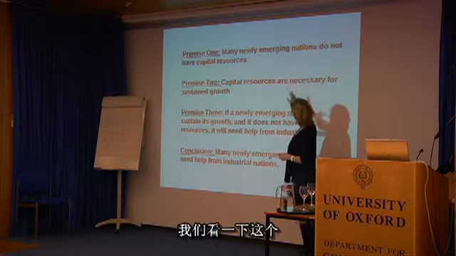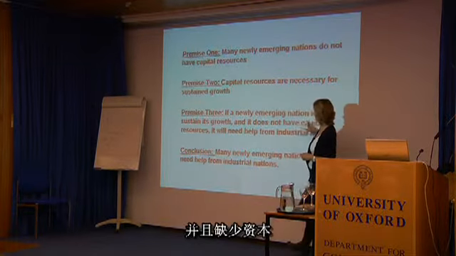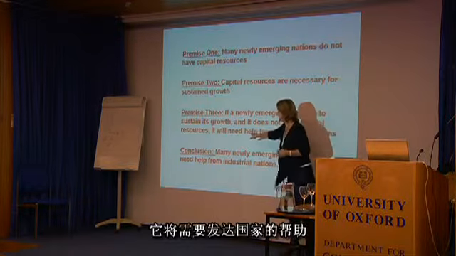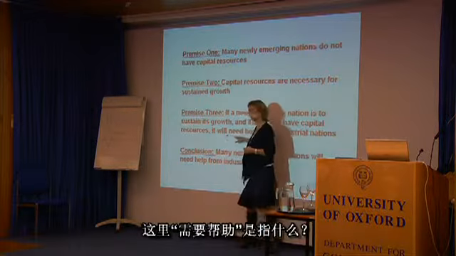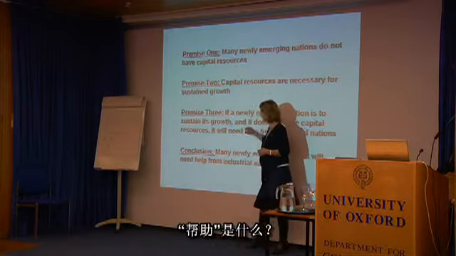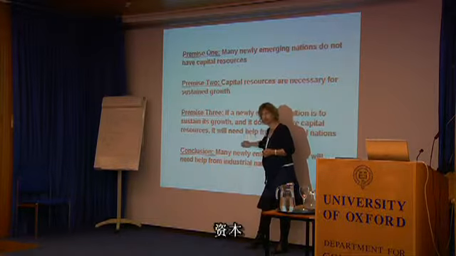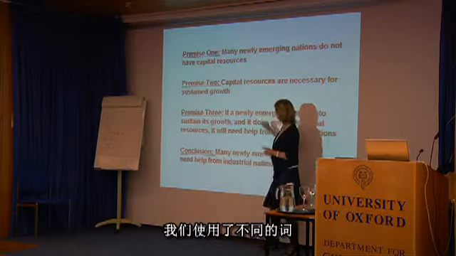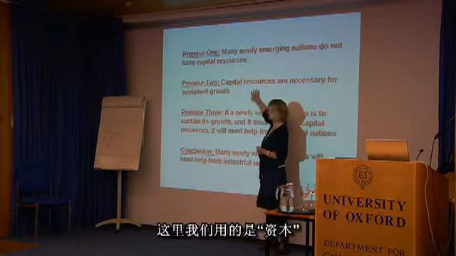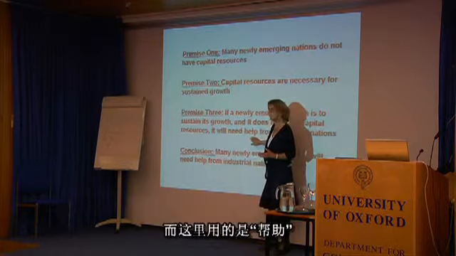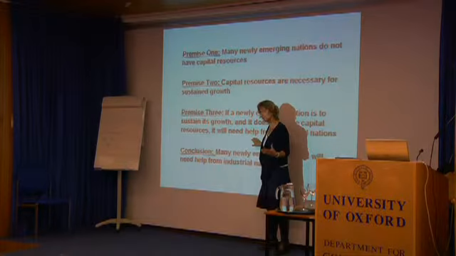If we look round to this one, if a newly emerging nation is to sustain its growth and it does not have capital resources, it will need help from industrial nations. What does this "it need help" mean? It will need... What's the help that is implied here? Capital resources. So we're using two different terms for capital resources, aren't we? Here we're using capital resources, and here we're using just help. But actually they mean the same thing, don't they?